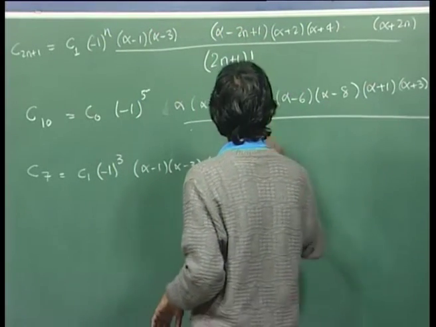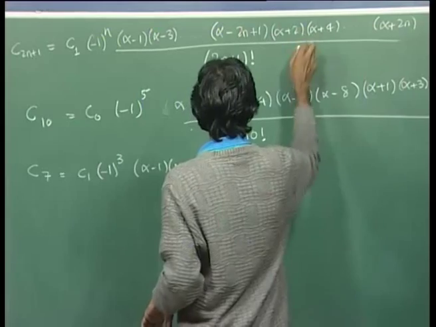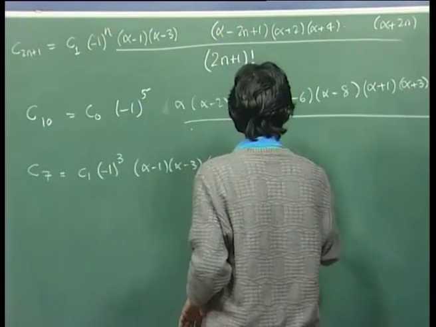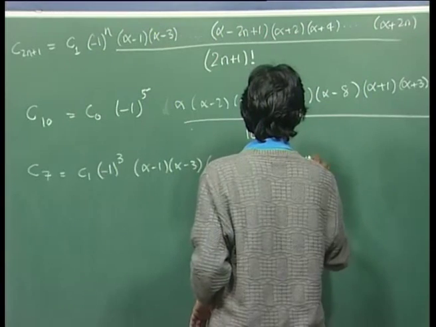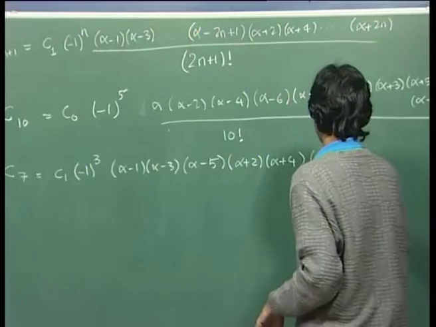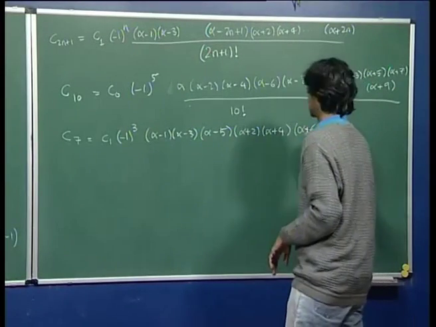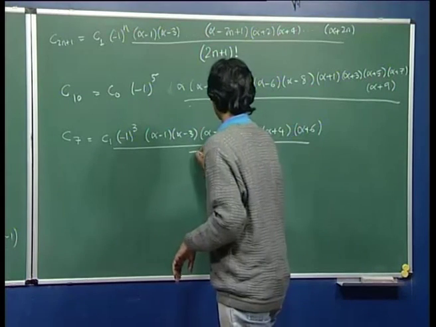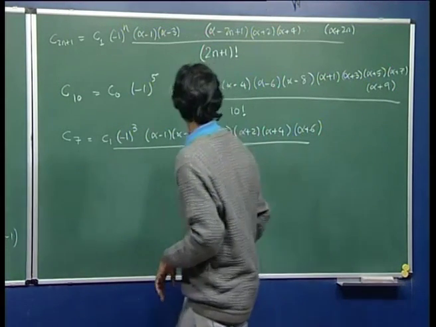And then you have alpha plus 2, alpha, 4 and alpha plus 2n. So, alpha plus 2n is alpha plus 6. So, the last term is alpha plus 6. So, that is all divided by 7 factorial.